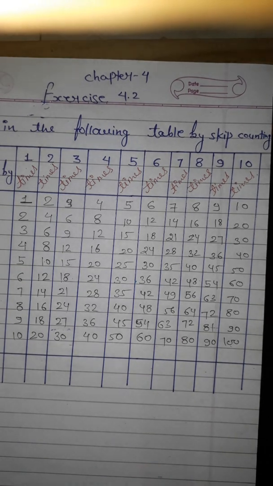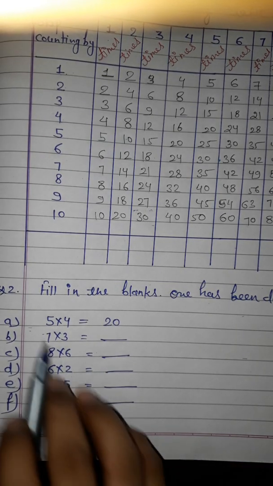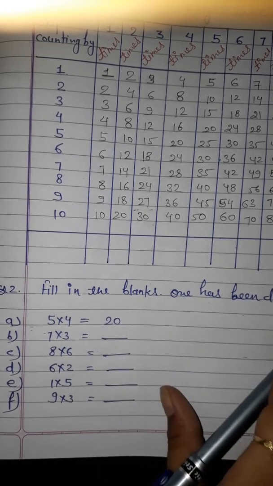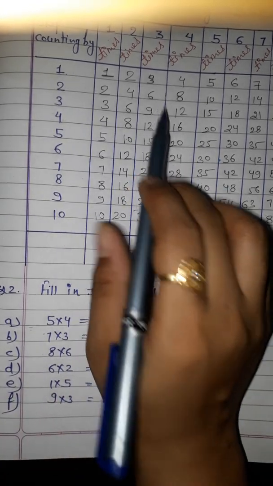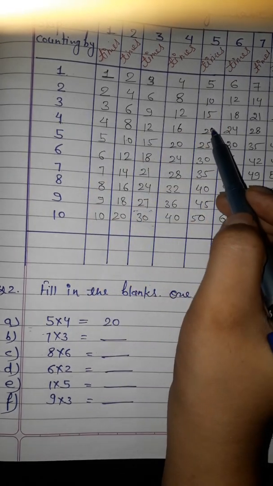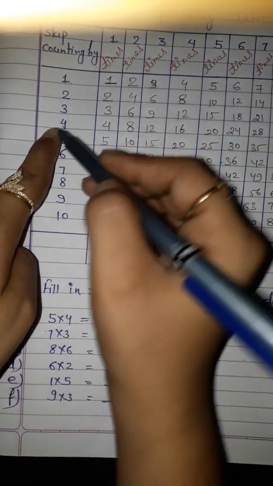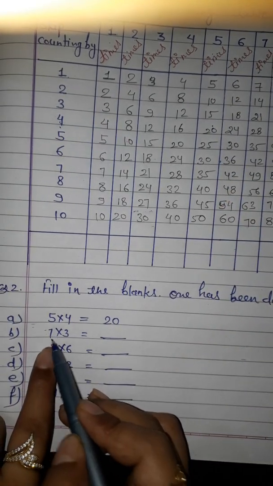Now our second question is fill in the blanks. One has been done for you, that 5 fours are 20. We can see from our table 5 fours are 4 times 5 gives us 20. You can see this is matched here. 4 fives are 20. Okay, now we have to find 7 threes are.